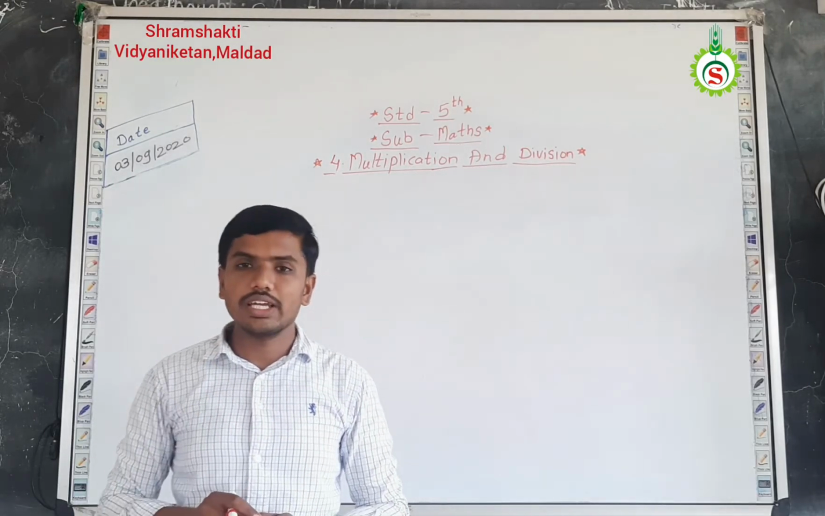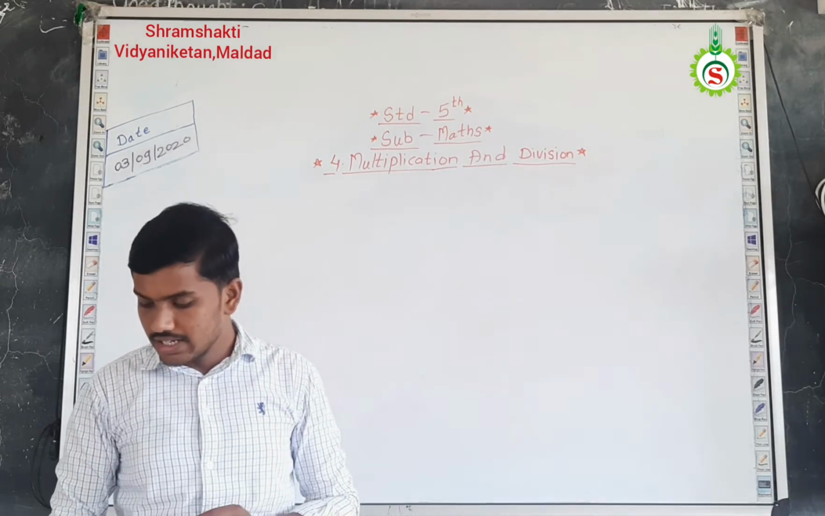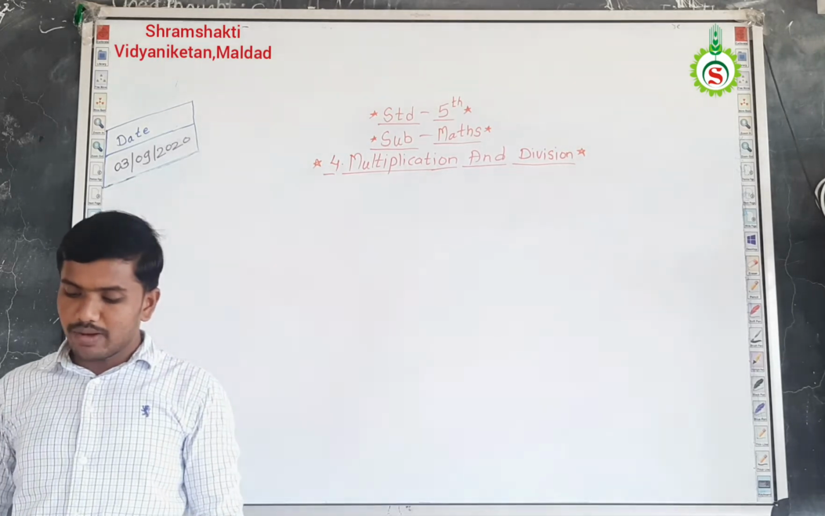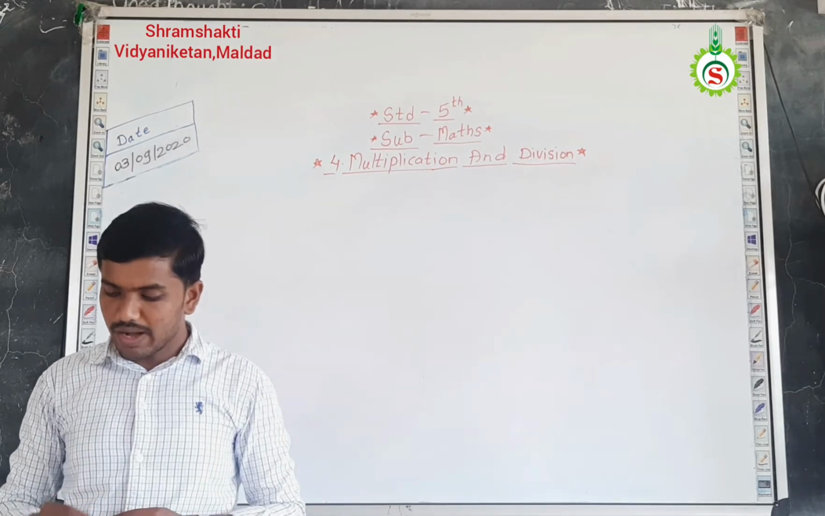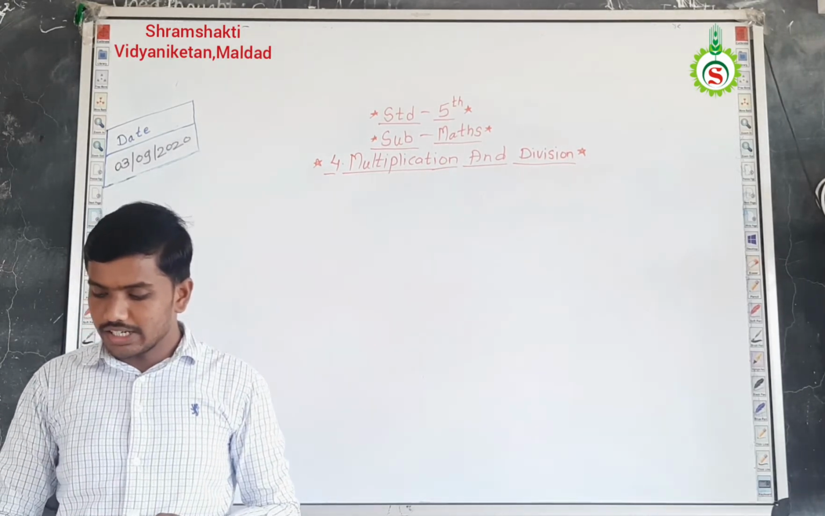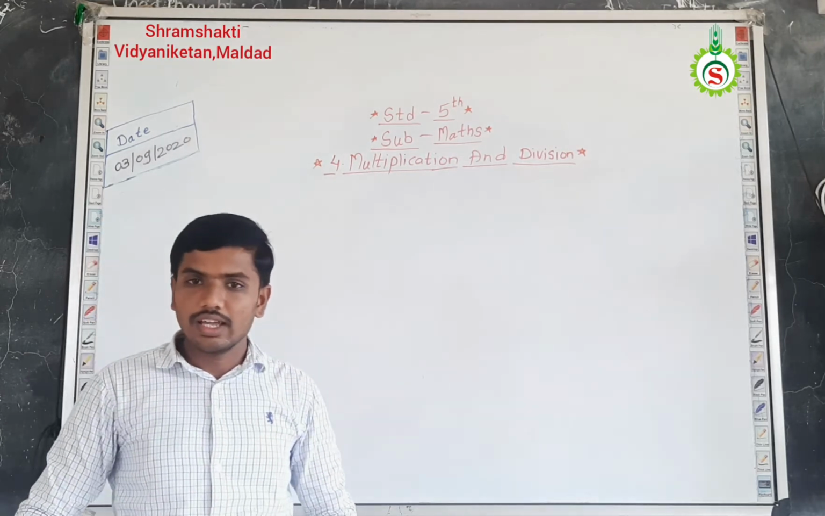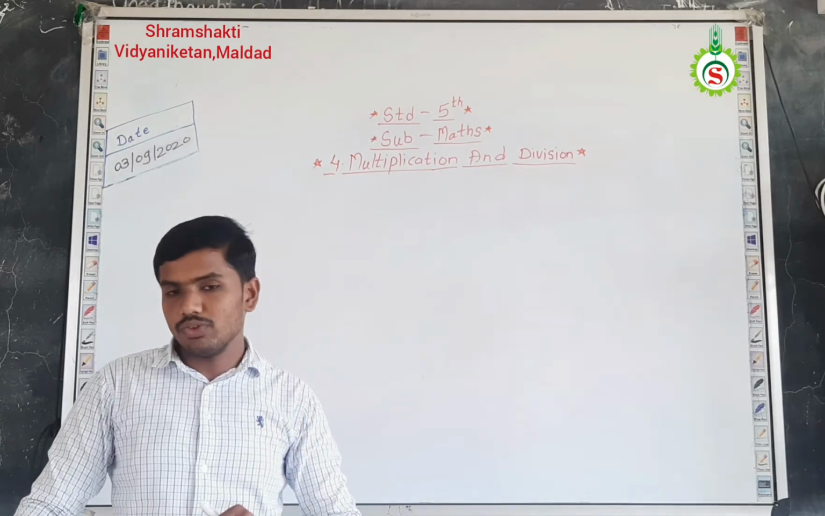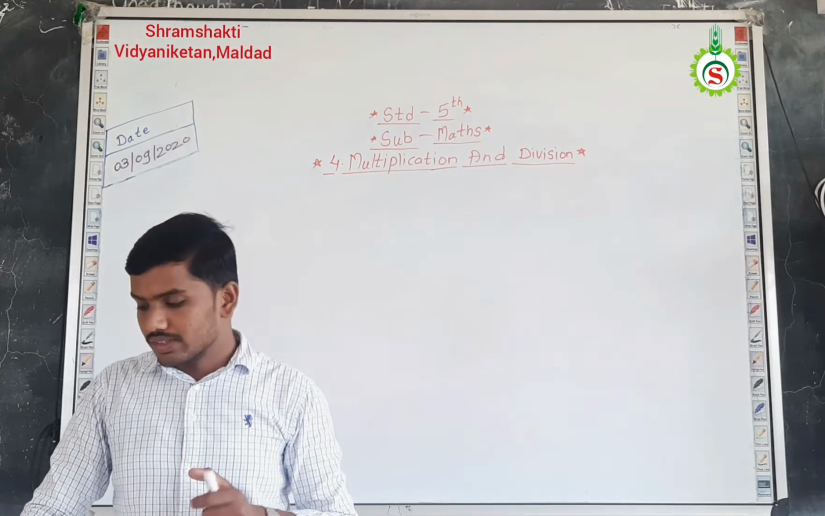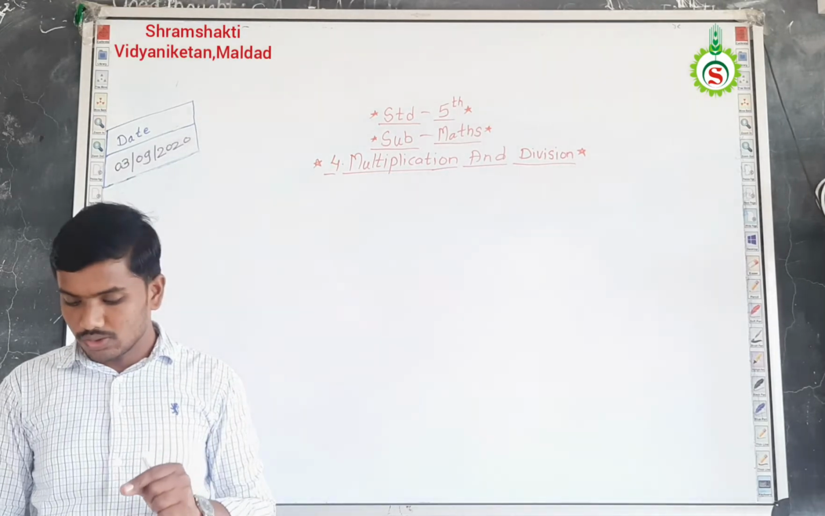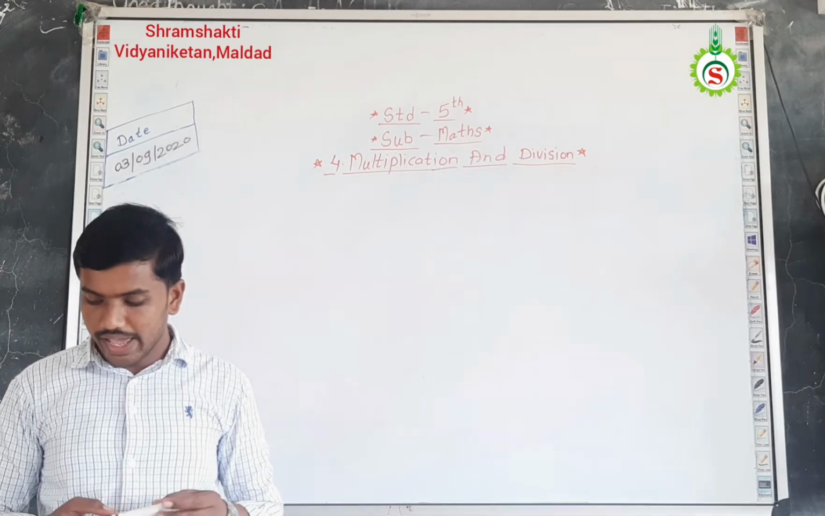So the first numerical, from page number 60, problem set 14, that is the second numerical. It says: as a part of avoid plastic campaign, each of 745 students made 25 paper bags. How many students are there? 745 students are there. And how many paper bags has each student made? That is 25 paper bags. What they have asked is: what was the total number of paper bags made?